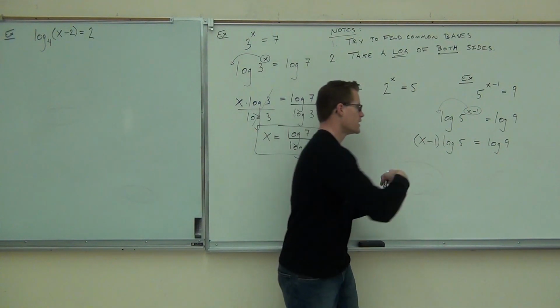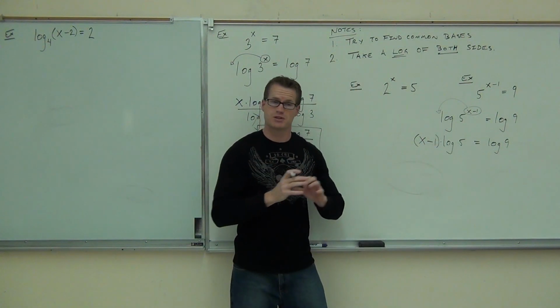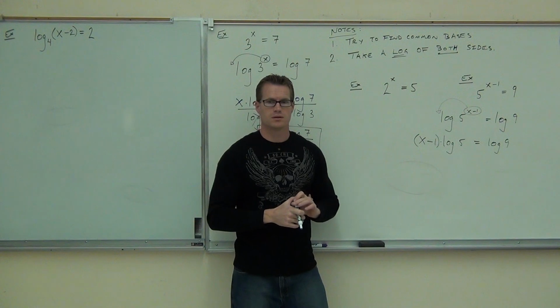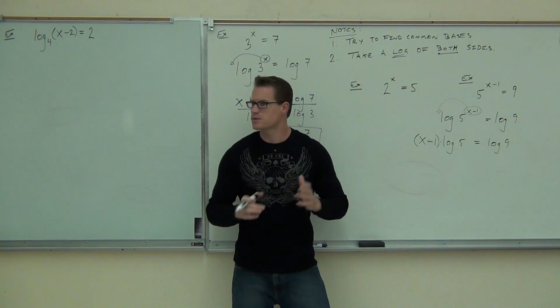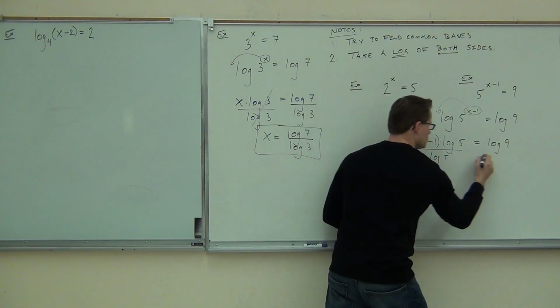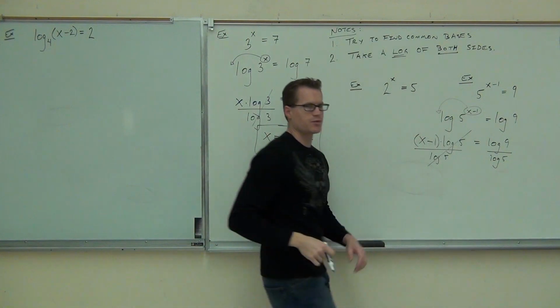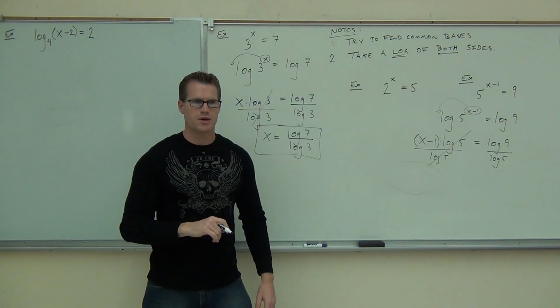What you want to do is still get rid of the log of 5. How do you get rid of that log of 5 if it's being multiplied? Divide both sides. Just divide it. It's the same exact steps. So notice if I divide by log of 5, it's still going to be simplified out of that expression. You still all right with that?